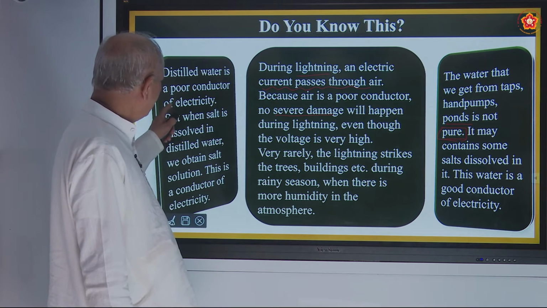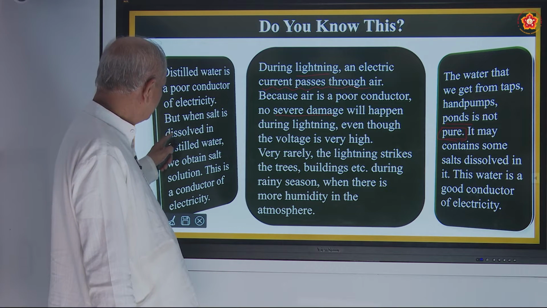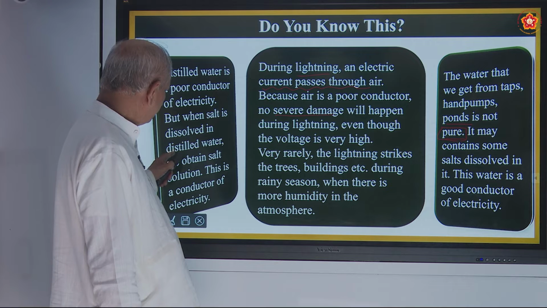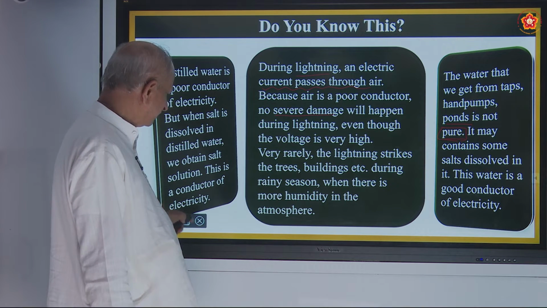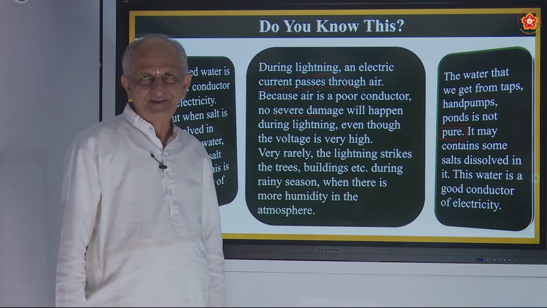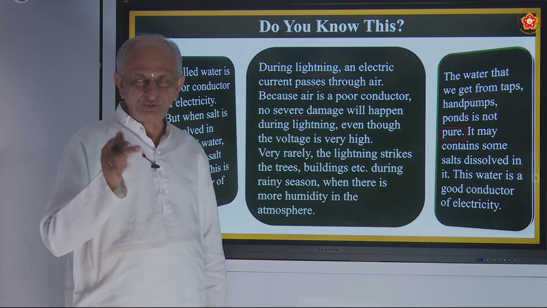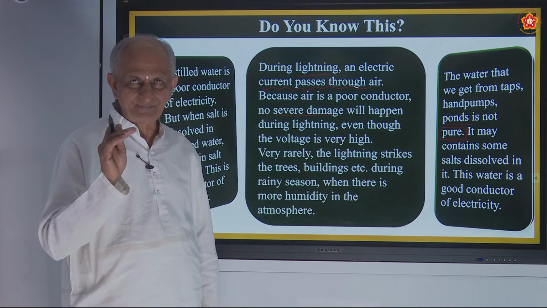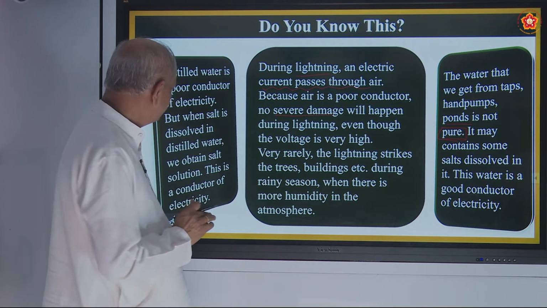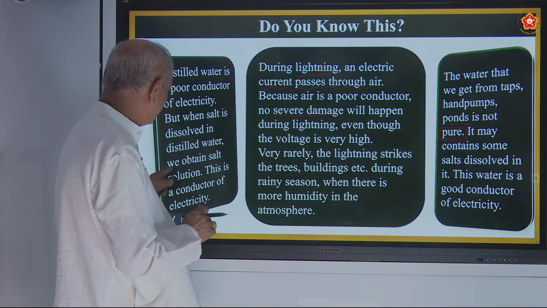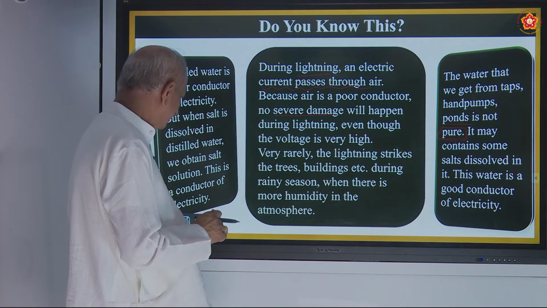Distilled water is a poor conductor of electricity. But when salt is dissolved in it, we obtain salt solution, which is a conductor of electricity. Distilled means it won't contain any minerals. There are no metallic ions present in it. Hence, distilled water is a bad conductor of electricity.